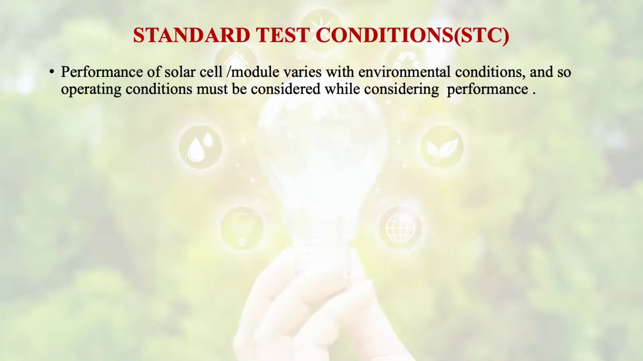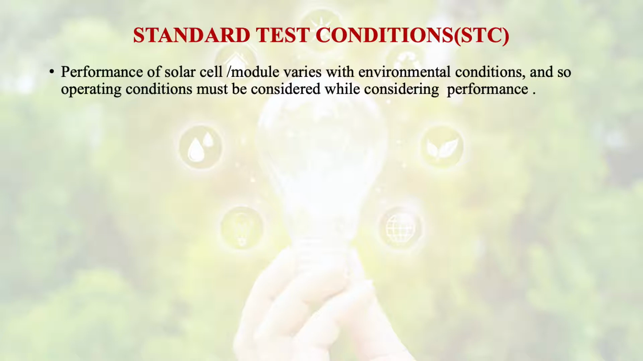So performance of a solar cell or module varies with the environmental conditions. What are these environmental conditions? These are the solar irradiation, solar radiation, or you can say temperature. So with these environmental conditions, the performance of the cell varies. So operating condition must be considered while considering the performance. At different places there can be different temperature, different kind of solar radiation, or this solar radiation can vary.